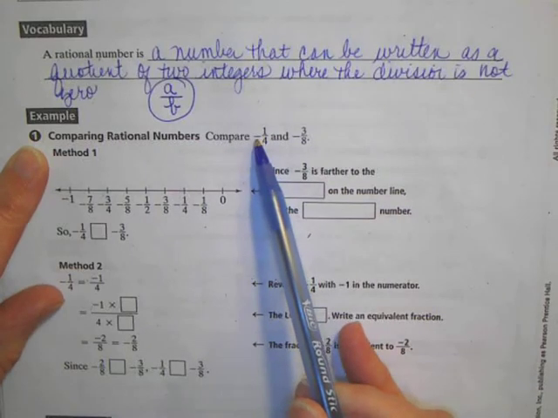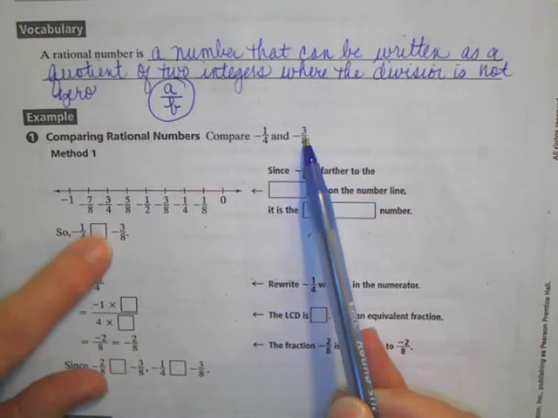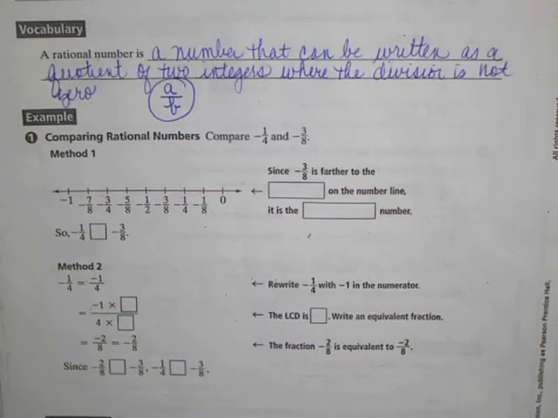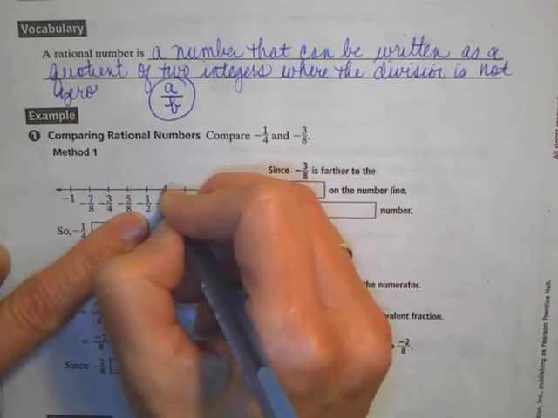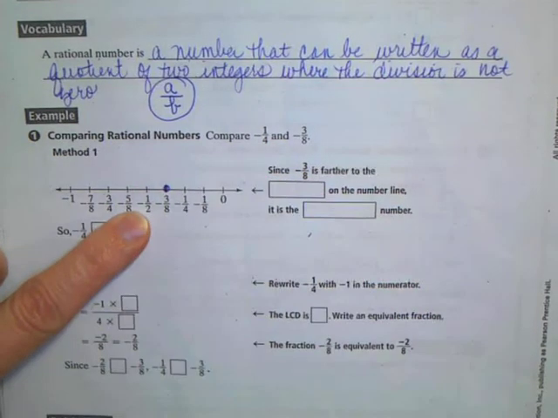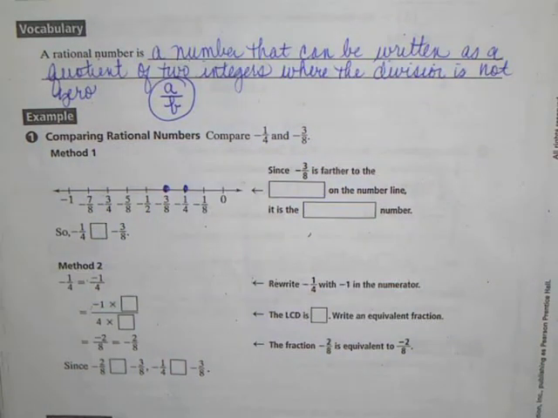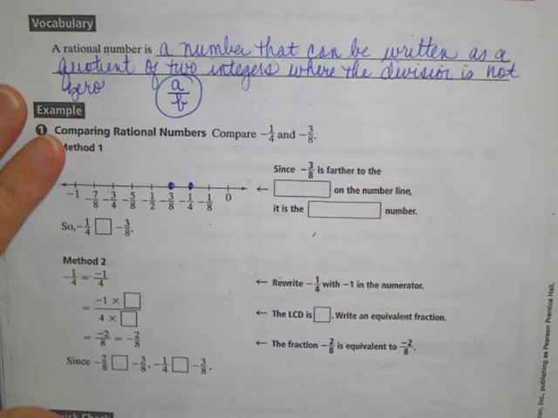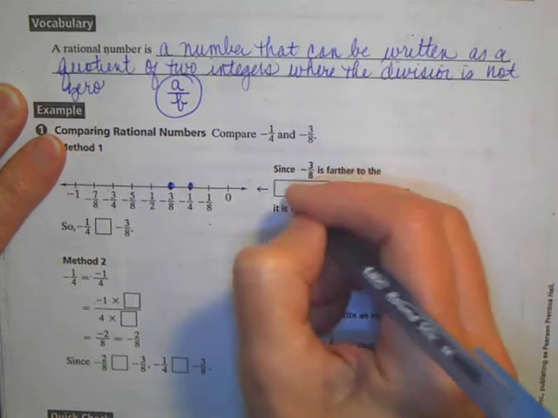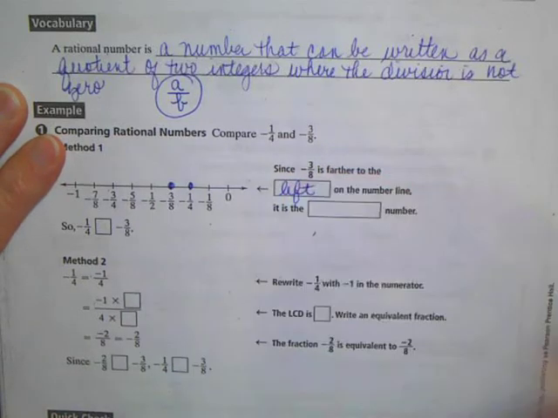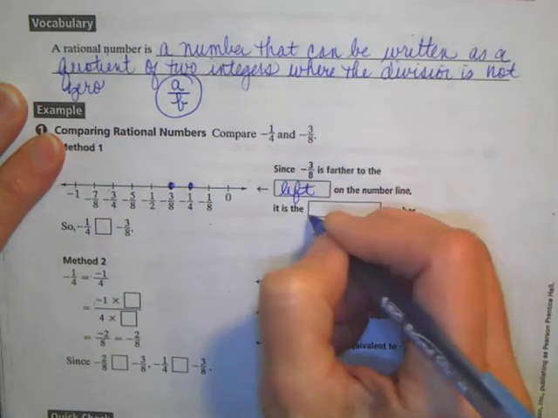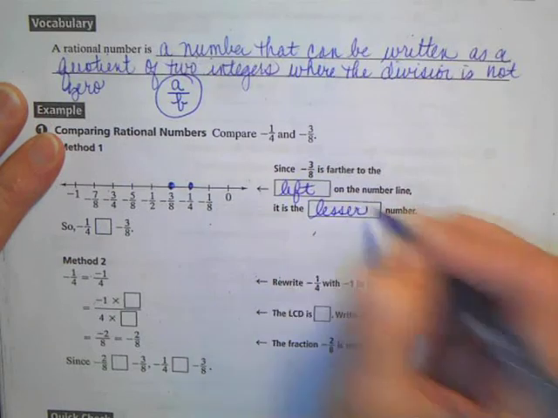All right, so first we want to look at comparing rational numbers. If we want to compare -1/4 and -3/8, one way of doing it is by looking at a number line and finding those two values. -3/8 is right here, -1/4 is right here. Since -3/8 is further to the left on the number line, it is the lesser number.